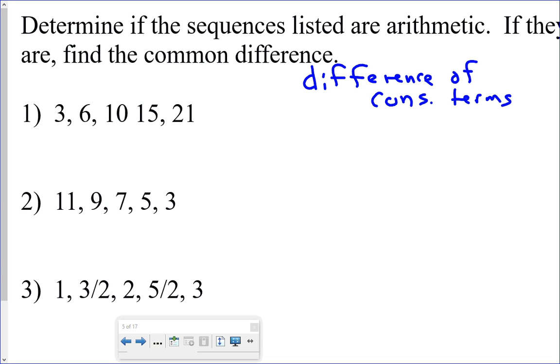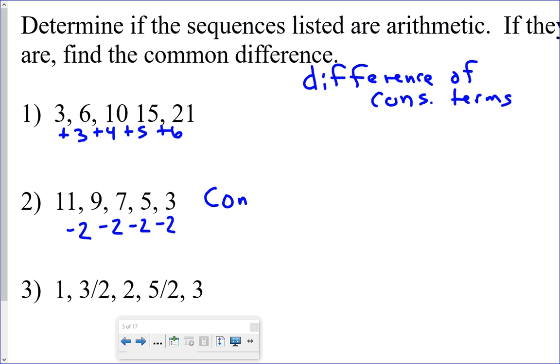So what we have here is on number 1, they're adding 3, adding 4, adding 5, and adding 6. This one is not arithmetic because it's not the same number. All right, so this is not what we want. But look at number 2. This is going to be -2, -2, -2. They're subtracting 2 to get the next number.